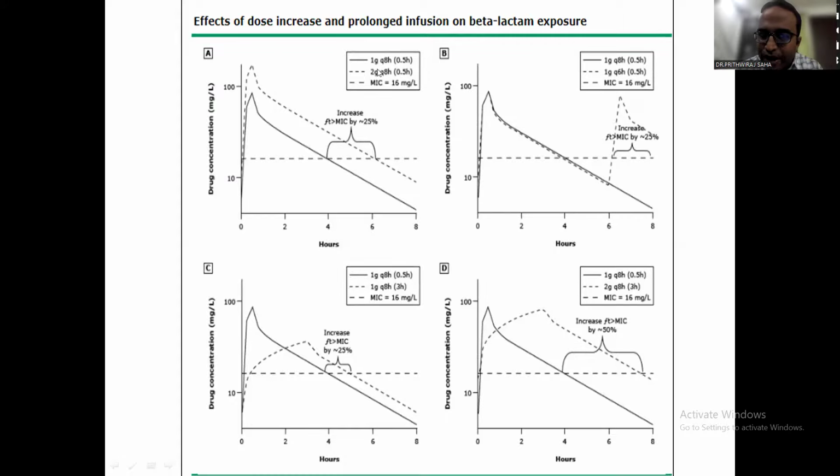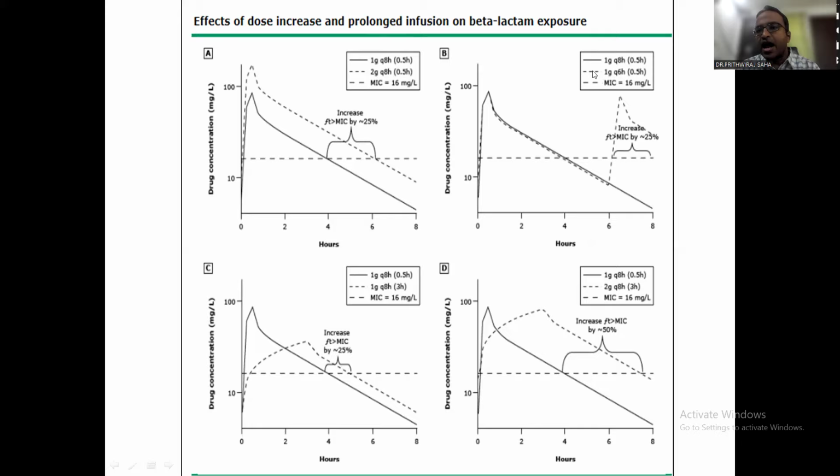Now you change the drug from 1 gram to 2 gram. What I taught you: the concentration will be higher and the downslope will gradually be more sloped, and you get an extra 25% of the time above MIC, right? Now you can combat bugs up to MIC 16. Coming to the next, you see, again 1 gram. Here you have increased the dose, right?